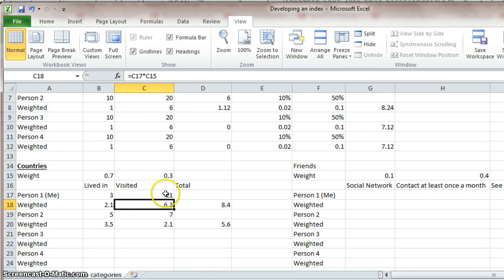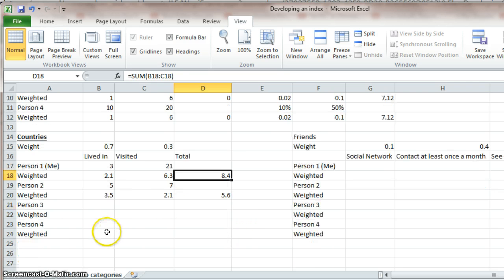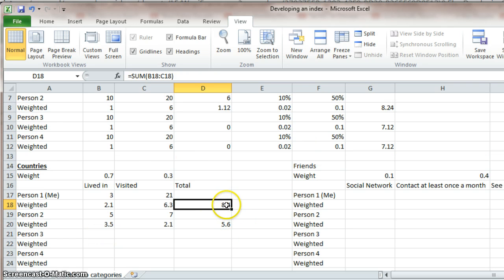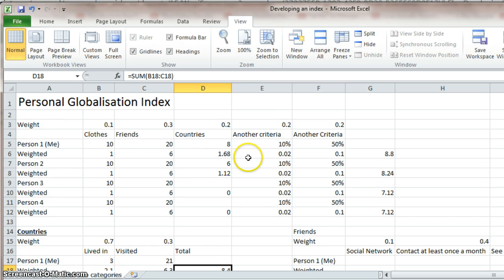Here we do the 21 times by the 0.3, as you can see, C17 times C15, and that gives us a 6.3. And over here we actually add these two aspects up to 8.4, and you can do that for each person. But then this is where you can put it up to the top level. So this 8.4 now appears here. Okay, so I've got the numbers rounded down.